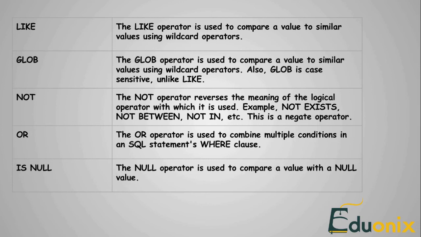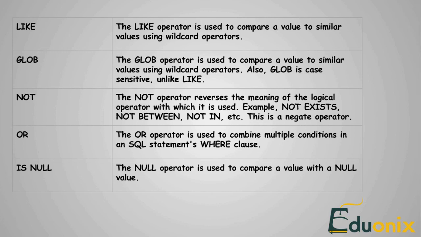Then there is the LIKE operator. The LIKE operator is used to compare a value to similar values using a wildcard operator. There are two wildcards for LIKE. Then there is the GLOB operator, which is used to compare a value to similar values using wildcard operators. Also, GLOB is case sensitive, which is not the case with the LIKE operator. Then there is the NOT operator. The NOT operator reverses the meaning of the logical operator with which it is used. For example, NOT EXISTS, NOT BETWEEN, NOT IN. So it negates the operators.